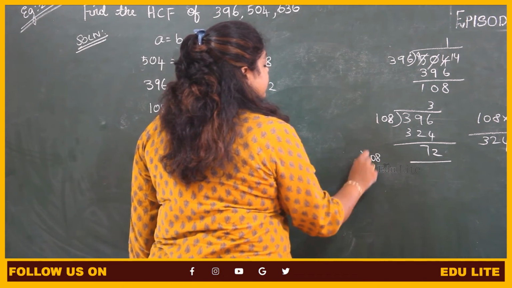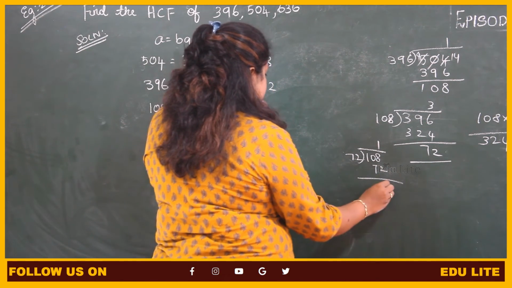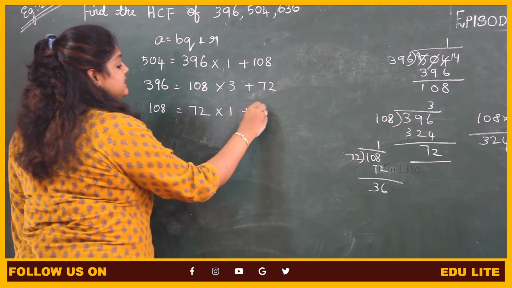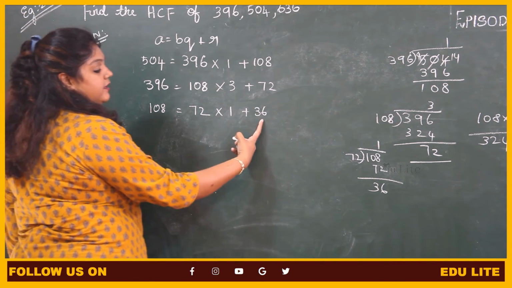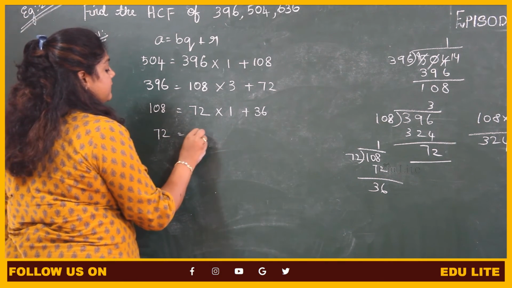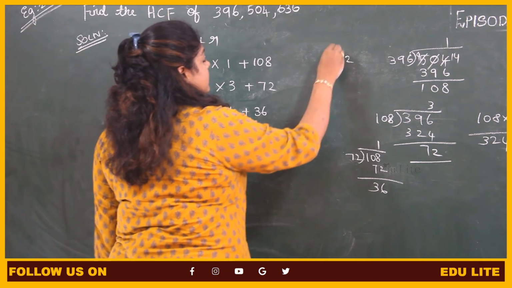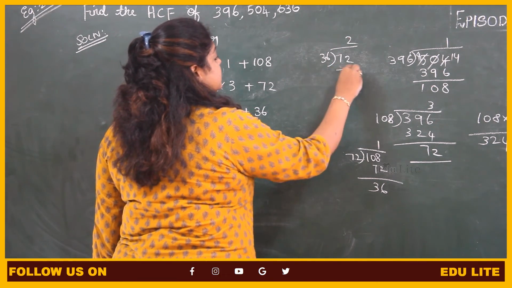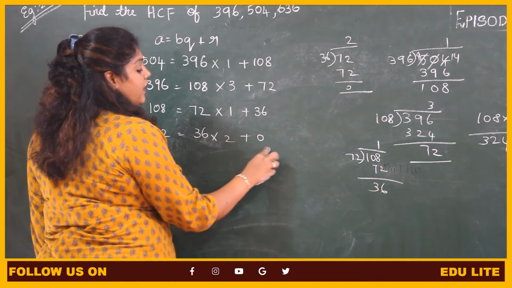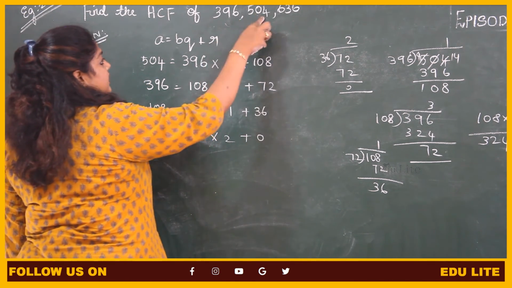So 108 divided by 72, we will choose 1 time. So 72 into 1 plus 36. Again the remainder is not equal to 0. We have to proceed. 72 will become the dividend, 36 will become the divisor. So 72 divided by 36, 2 times is 72, remainder 0. 36 into 2 plus 0. Now we got the remainder as 0. The divisor is the highest common factor of 396 and 504.